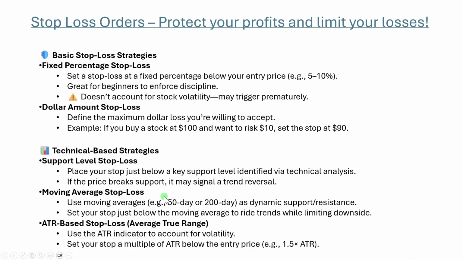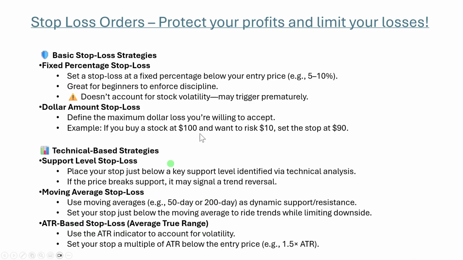You can use a moving average, and I'm going to show you how I would do that, such as 50-day or 200-day. These are pretty wide stop levels, so I like the 21, as everyone probably knows. You can also use the ATR. I'm going to show you how to use this as well. So that takes into account the volatility of the stock.